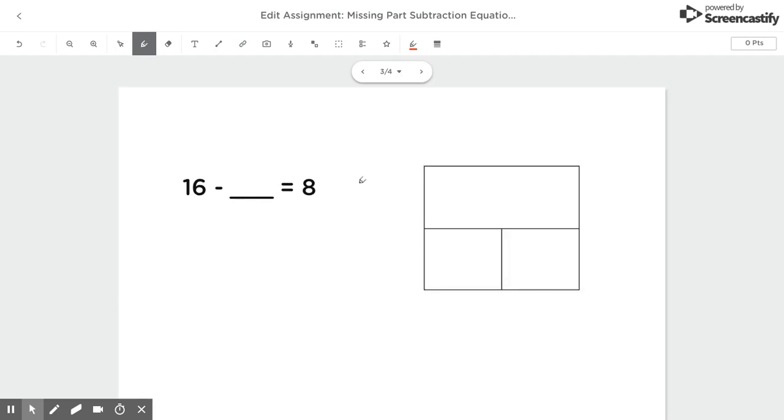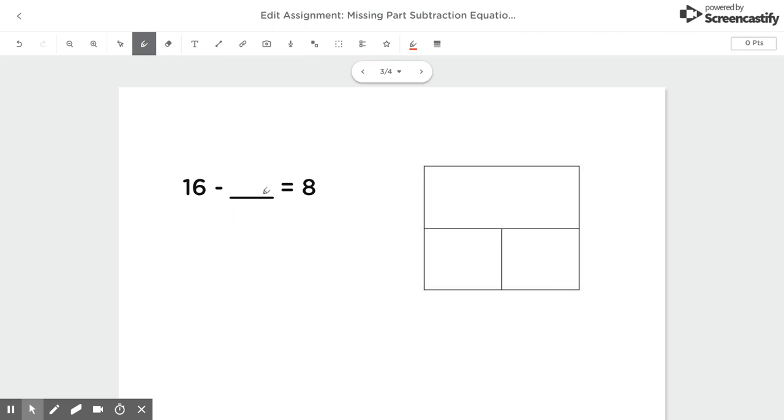This time I want you to make sure you have your whiteboard and marker out and ready, and I want you to try this one with me. So I have 16 minus blank equals 8. Pause the video and try one of the strategies on your own. Now that you've tried it on your own, let's see if it matches mine.